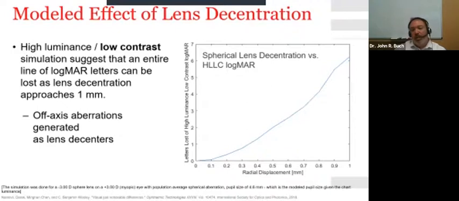If you look at the x-axis there, this is 0 decentration, right? And you can decenter it laterally more and more. As you do that, there's actually a predicted loss of high luminance, low contrast letters. When you get out here in this range of 0.9 millimeters to 1 millimeter, that's 5 letters. That's 1 line of logMAR acuity.